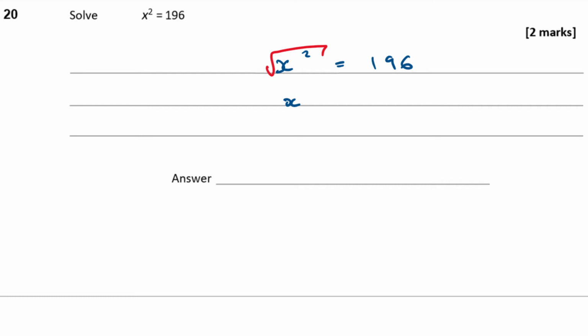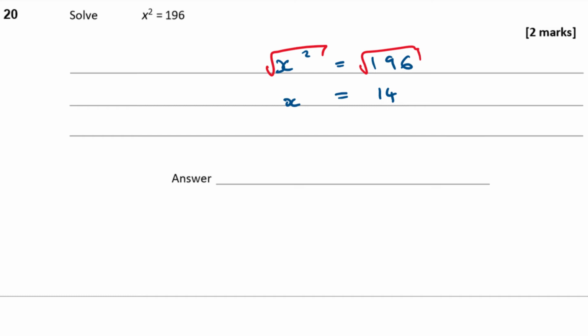But if I square root one side, I need to square root the other. So what is the square root of 196? Let's reach for the calculator. Square root 196, what's that? That's 14. Okay.